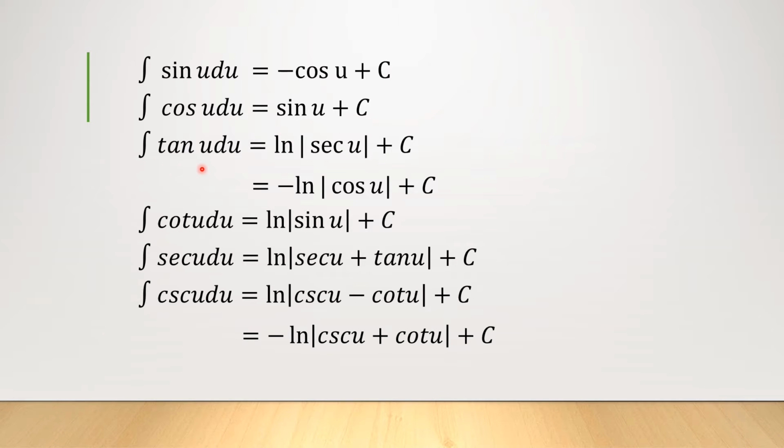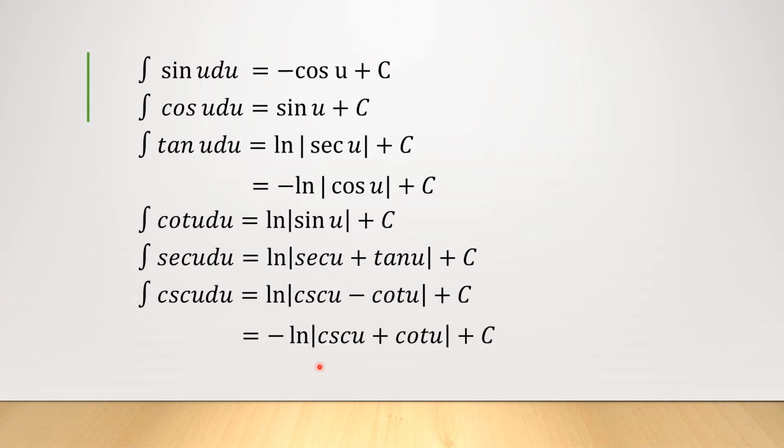The integral of tangent u du is ln of secant u plus c, or equivalently the negative ln of cosine u plus c. The integral of cotangent u du is ln of the absolute value of sine u plus c. The integral of secant u du is ln of the absolute value of secant u plus tangent u plus c. And finally, the integral of cosecant u du is ln of the absolute value of cosecant u minus cotangent u plus c, or the negative of ln of the absolute value of cosecant u plus cotangent u.